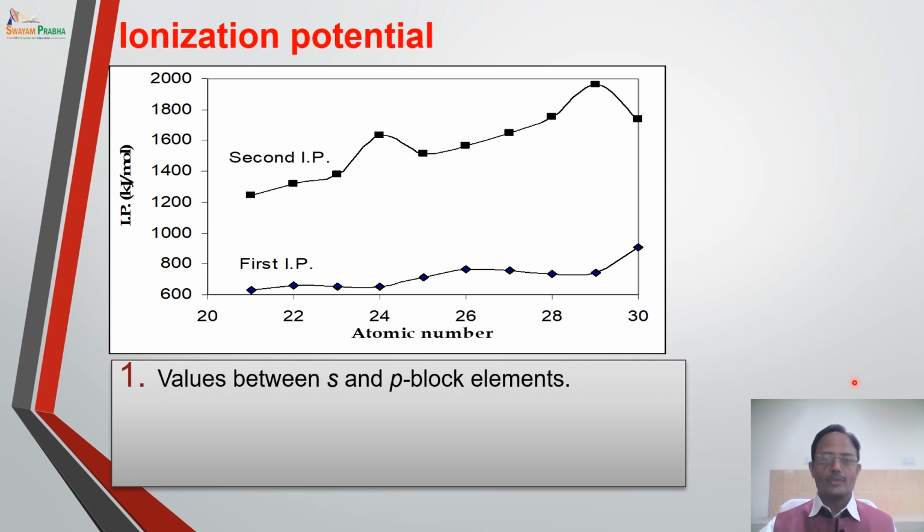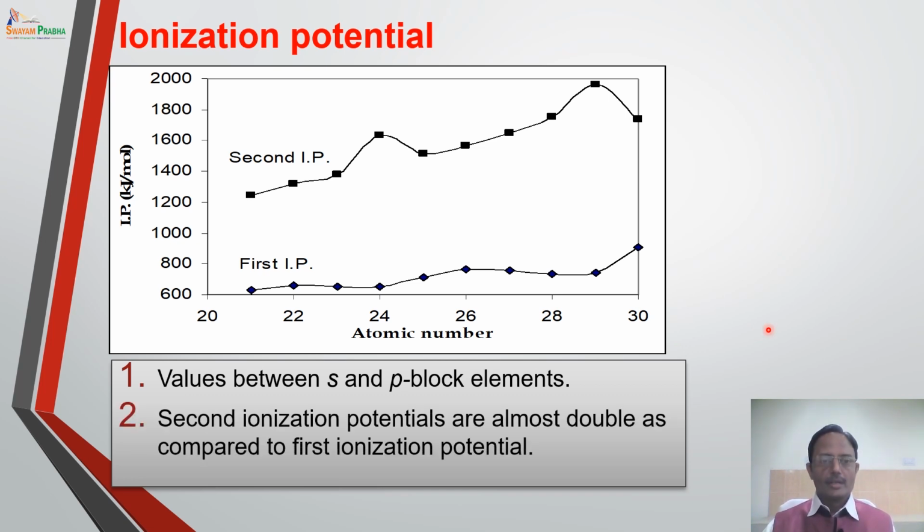Now, if you see the values of these ionization potentials, they are of the order of 600 to 800 kilojoule per mole. Now these values are exactly between the S and P block elements. S block elements have lower ionization potentials than this. P block elements have higher ionization potentials than this. Secondly, the second ionization potential values are of the order of 1200 to 1400 kilojoule per mole, so almost double as compared to the first ionization potentials. Quite obvious, because more energy is required to remove an electron from a cation as compared to a gaseous atom.